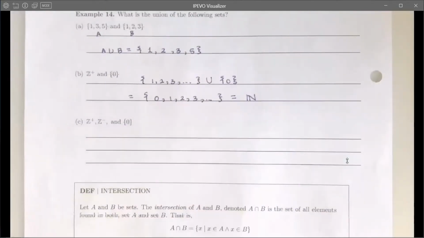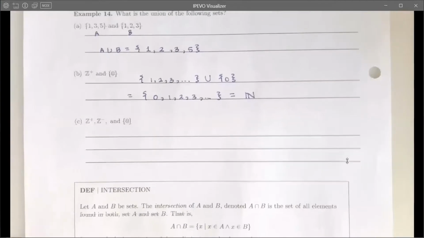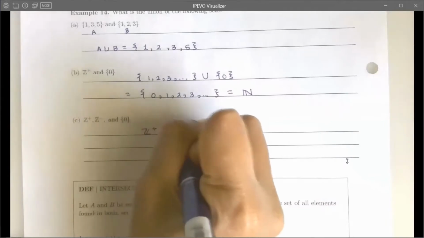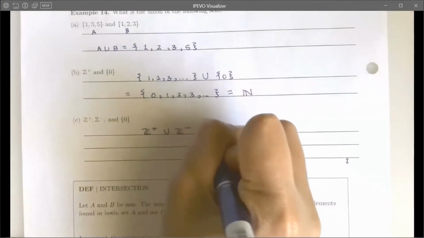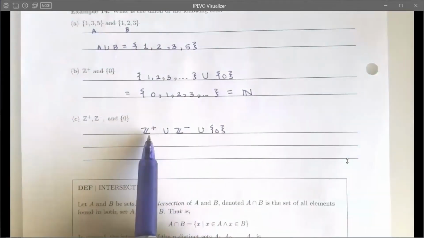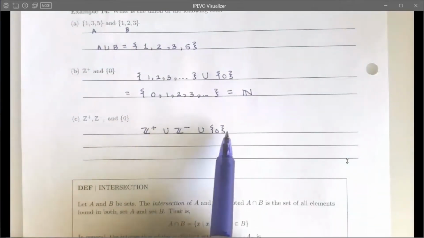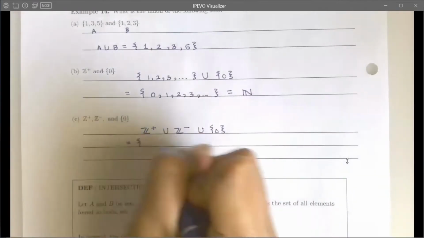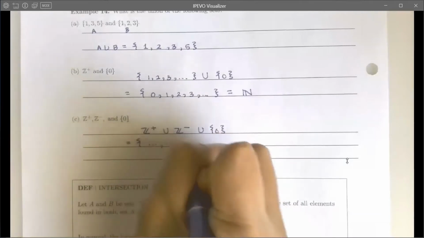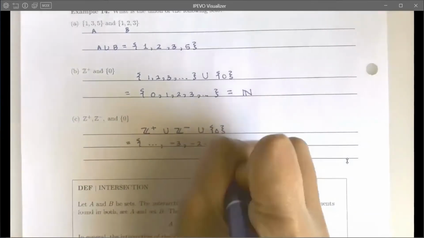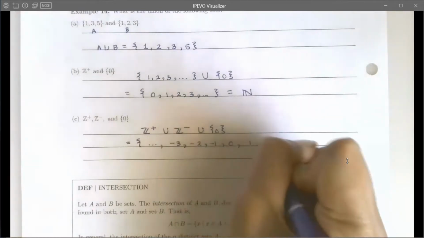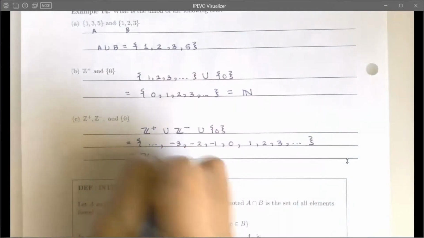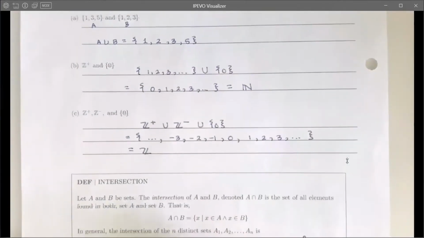And one more. Here we have 3 sets that we're taking the union of. We're taking the union of Z plus with Z minus and the set containing 0. So we take the positive integers, the negative integers, and 0 and put them all into one set. What are we going to have? Well, we're going to have everything from negative infinity up to 0 out to positive infinity. So that is essentially all of the integers. And the union of those 3 gives us the integers.